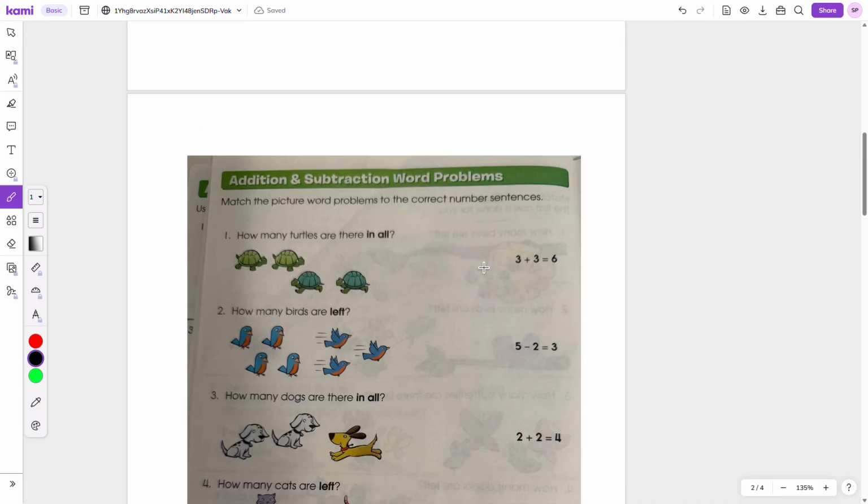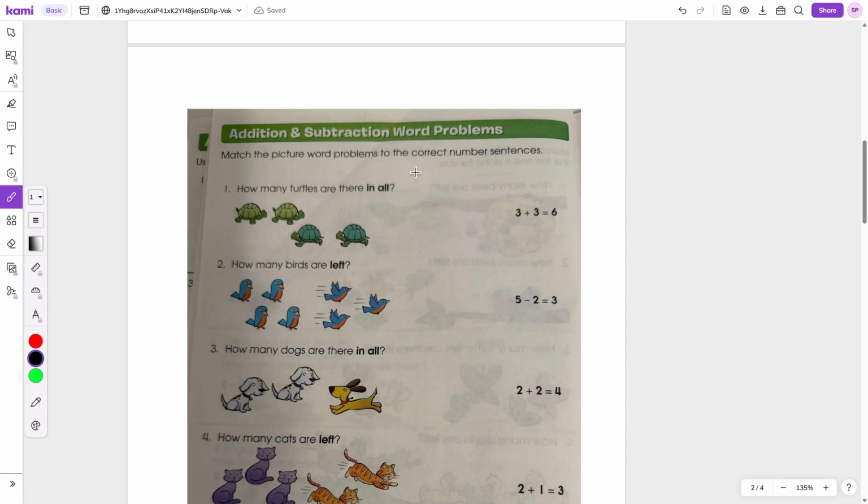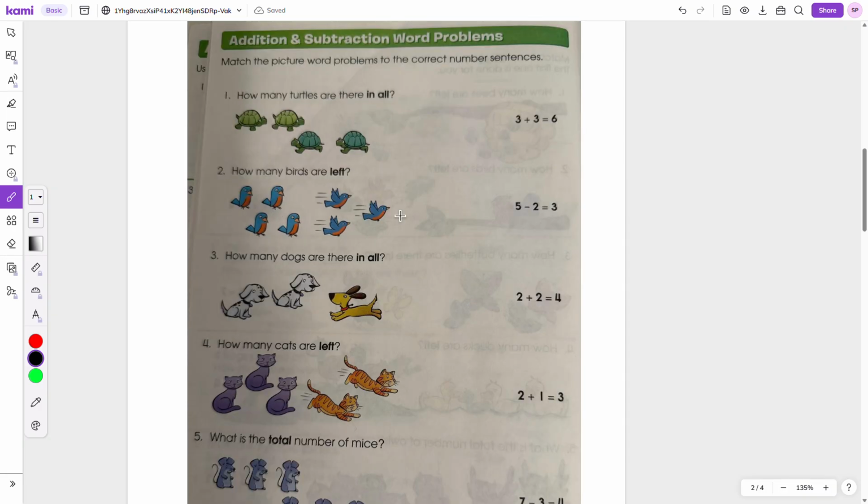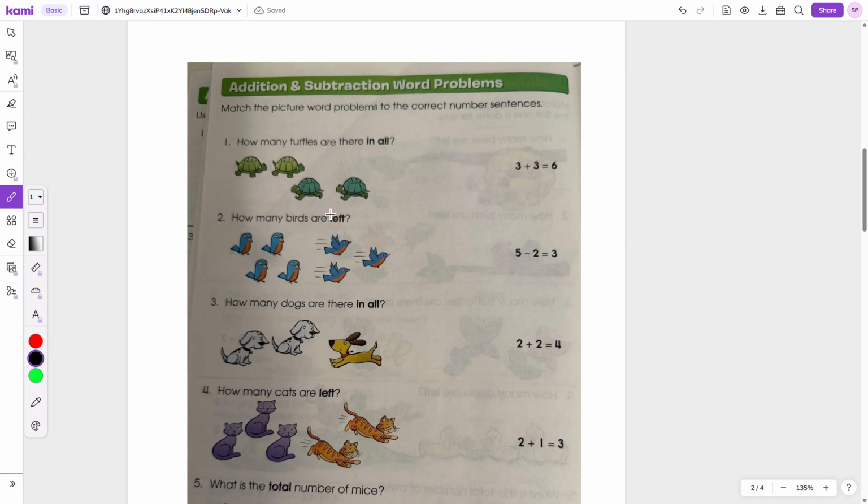Next one, addition and subtraction word problems. Match picture word problems to the correct number sentences. So we're gonna do the same thing. So number 1, how many turtles are there in all? So in all means addition, right? So we have 2 over here and 2 over here, right? So it'll be 2 plus 2, which will be 4.